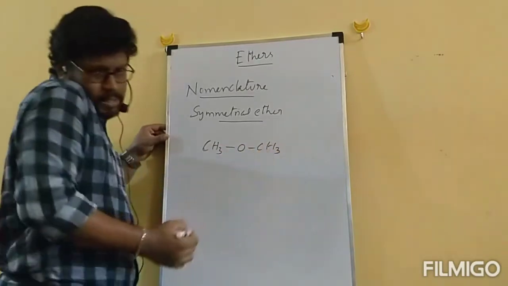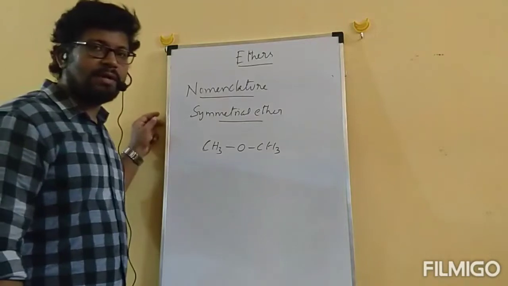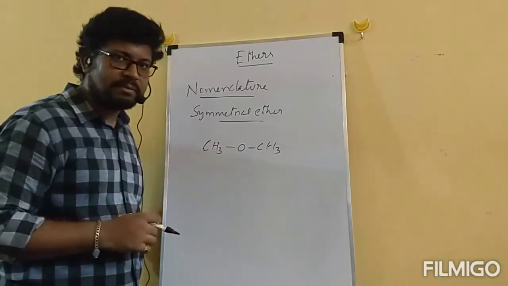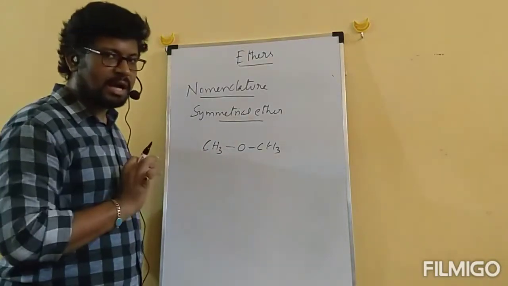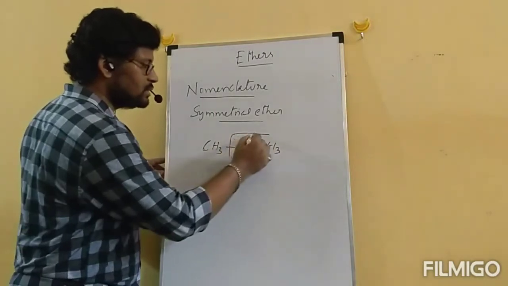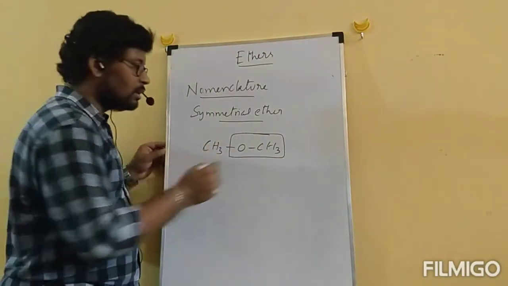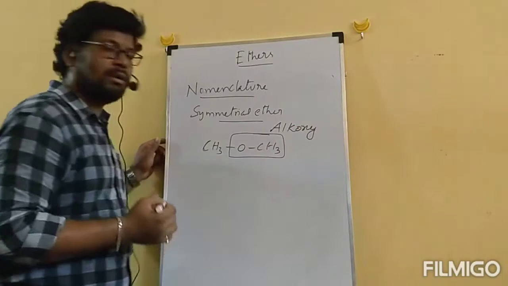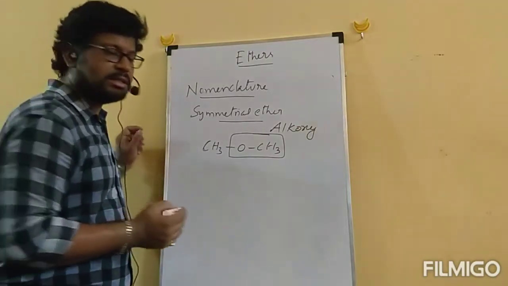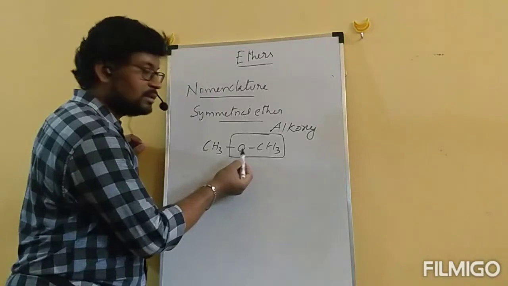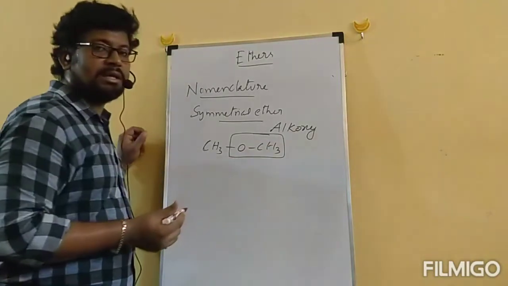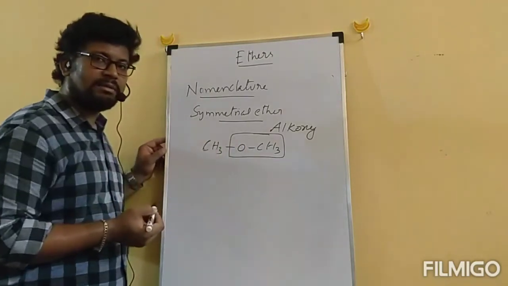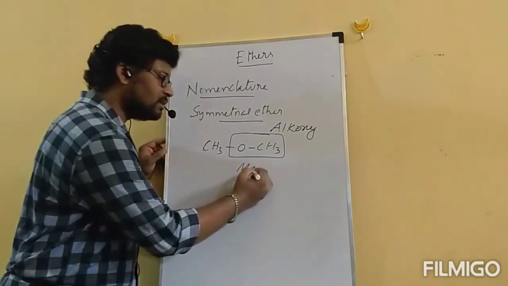CH3OCH3. When we have two alkyl groups the same, then what will we do? Select any one alkyl group, because both have the same number of carbon atoms, no problem. So select any one alkyl group and join it with this oxygen. This combination is generally called alkoxy, because this is an alkyl group and this is oxygen. Alkyl group and oxygen, it is called alkoxy. Next, as we have particularly one carbon methyl group, this is called methoxy.